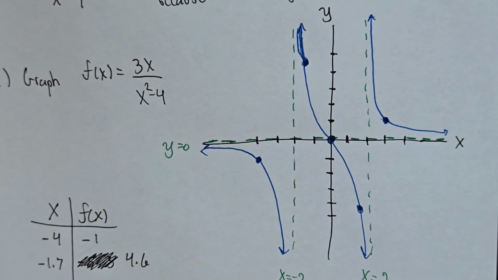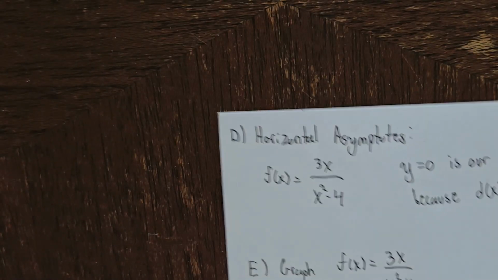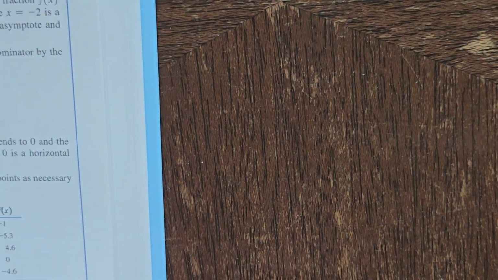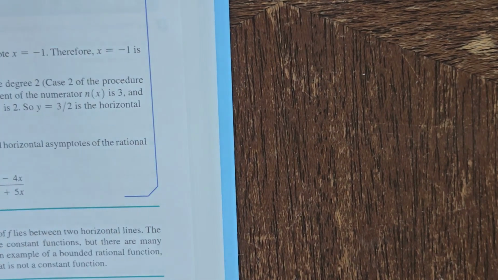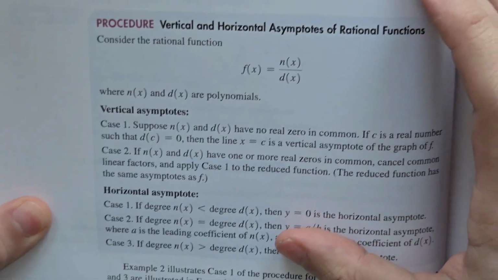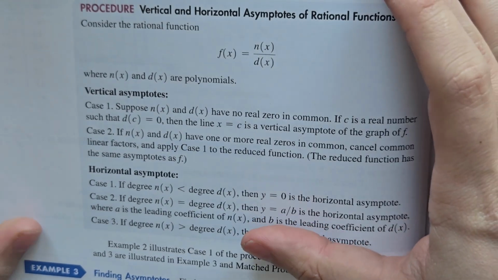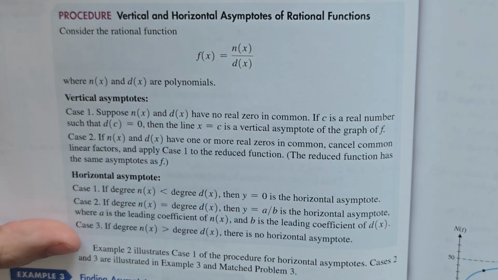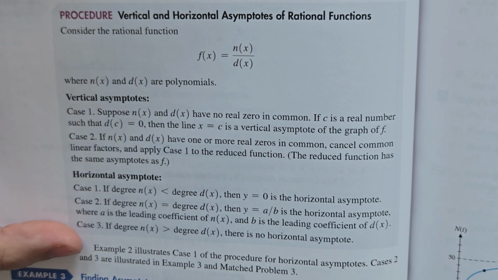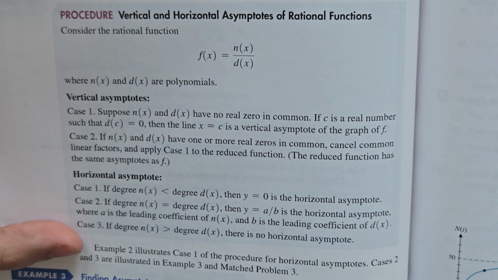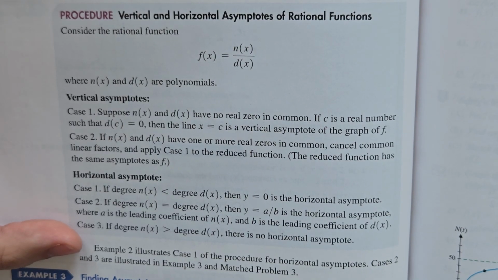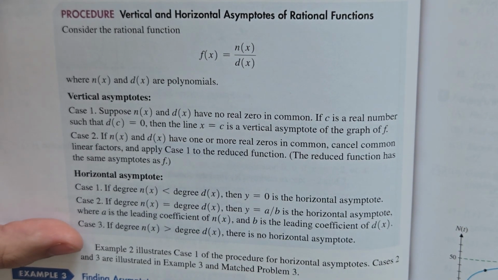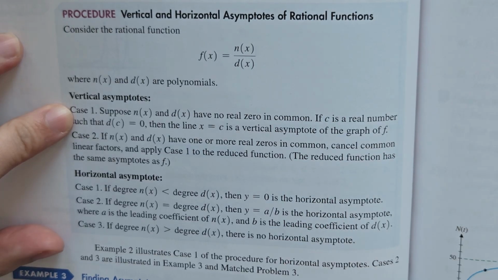right here, okay? Wonderful. Let's really quick, before I forget, flash those rules for the horizontal asymptotes. Again, this is directly from the text. Here are the vertical and horizontal asymptotes of rational functions. It says to consider the rational function f of x equals n of x over d of x, where n of x and d of x are polynomials. This describes how to get the vertical asymptotes.